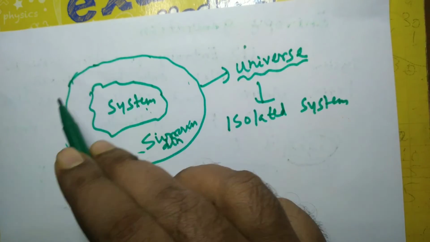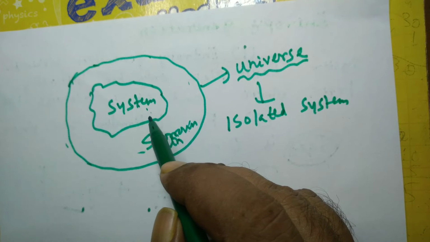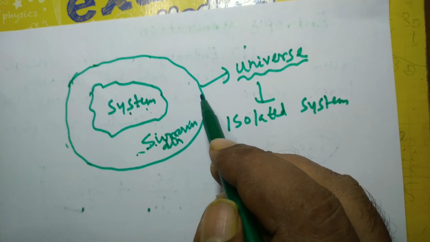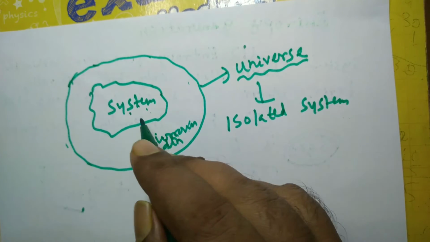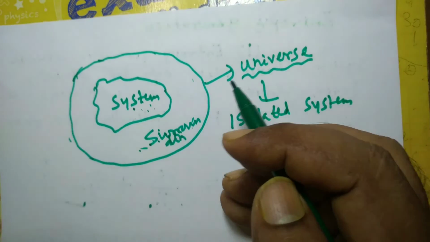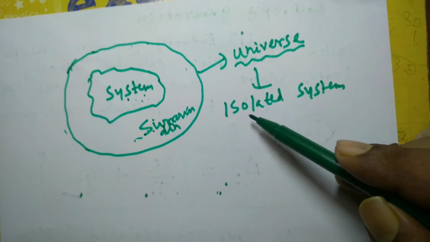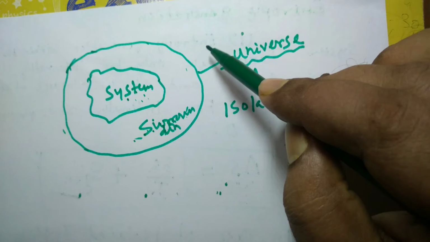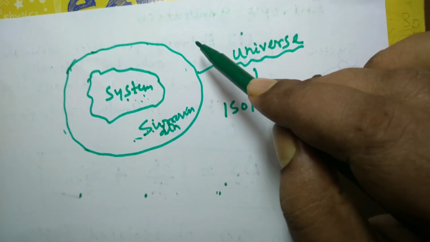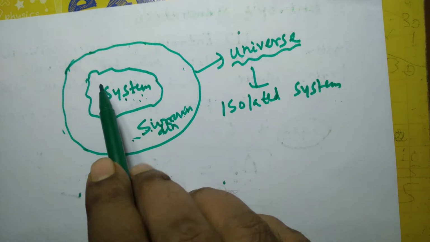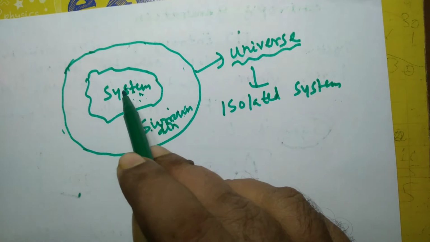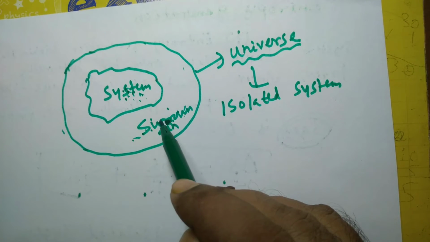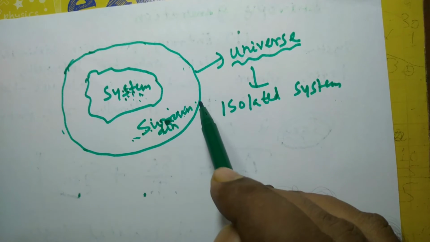By considering a large boundary and including the system and its immediate surroundings within it, we can approximate this combination of system and surrounding as the universe. And this universe is again an isolated system because it does not interact in any way with the things external to it. Whatever interaction takes place is between these two subsystems, the system and the surroundings, of this universe, which is an isolated system.